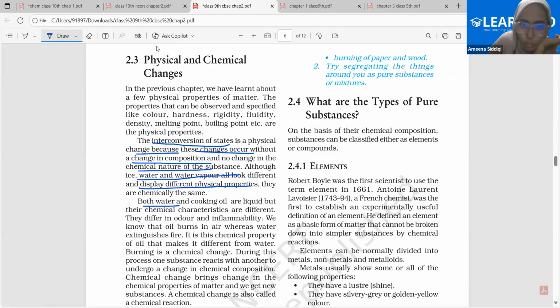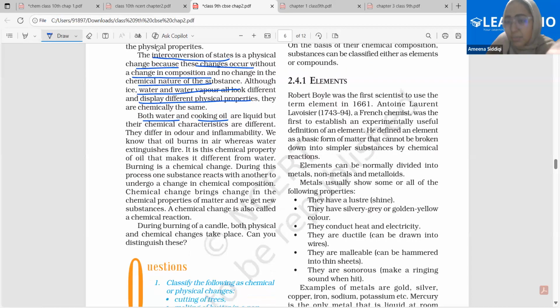Both water and cooking oil are liquid, but their chemical properties are different. They appear to be in the same physical state, but the chemical properties are different because they have different chemical composition. It is this chemical property of oil that makes it different from water. Burning is a chemical change. During this process, one substance reacts and the chemical composition changes. This is important, bache.